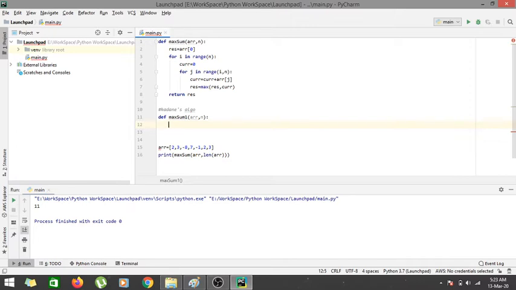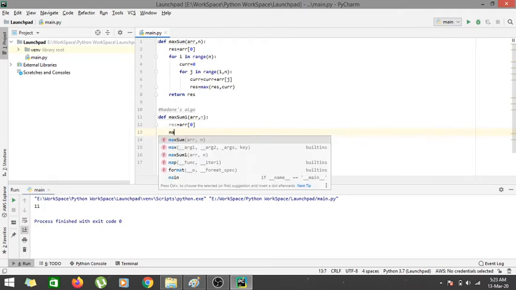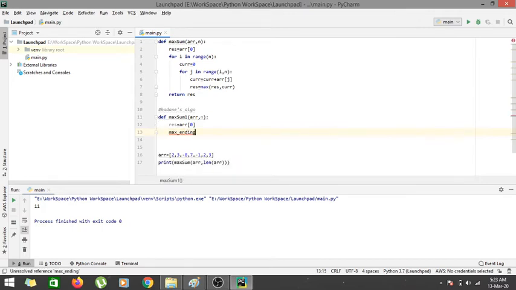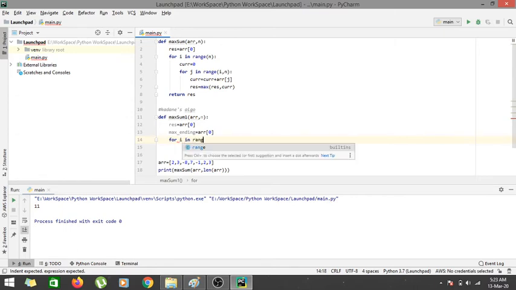So the maximum sum would be saved in res, so res is initialized to arr of 0, and there would be another max underscore ending, which would also be initialized to arr of 0. Now I would be iterating from the second element to the last, that is from index 1 to n minus 1. So for i in range 1 comma n.